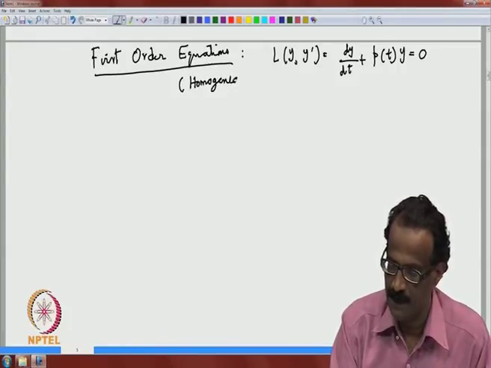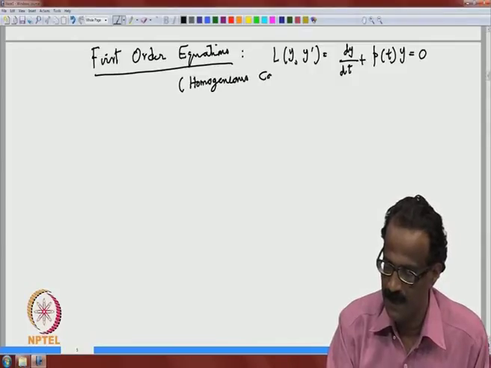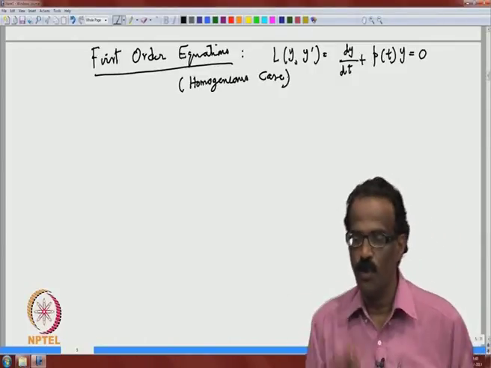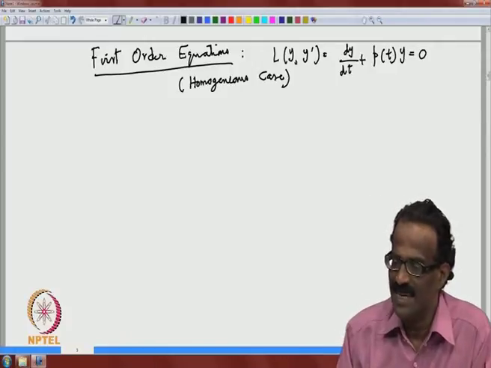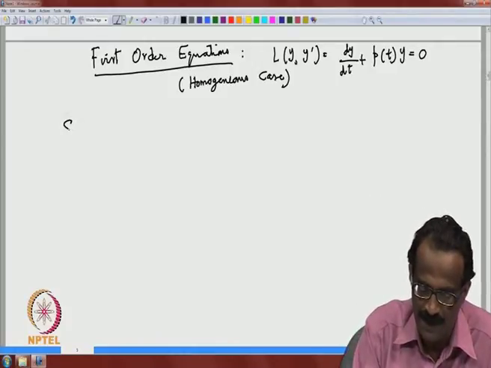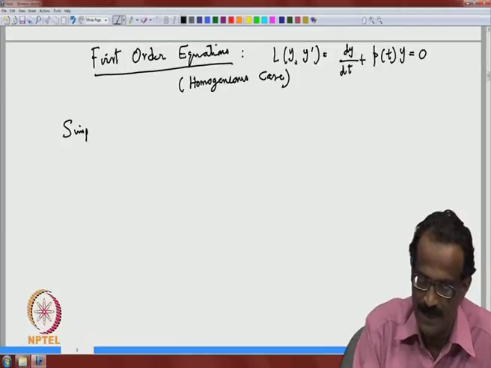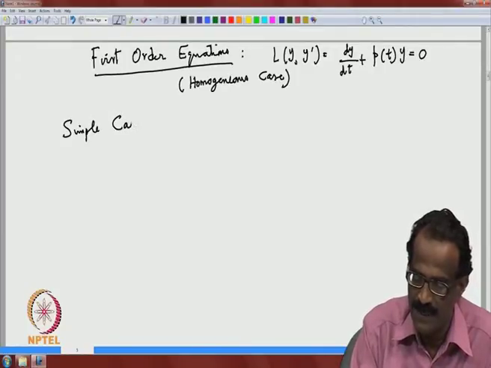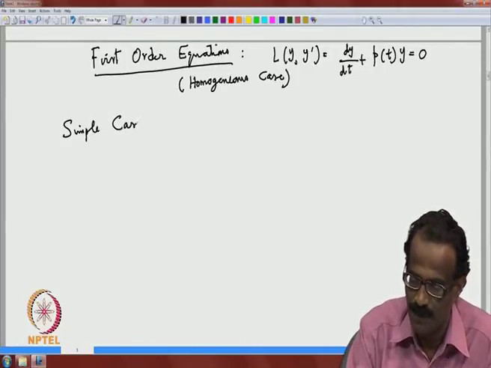Homogeneous case to start with; this is the non-homogeneous equation. You want to understand that. So, let us take the simple case. What is a simple case? I keep on telling you, it is the integral calculus problem.